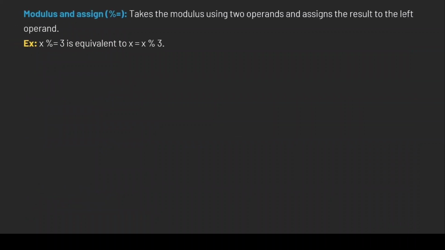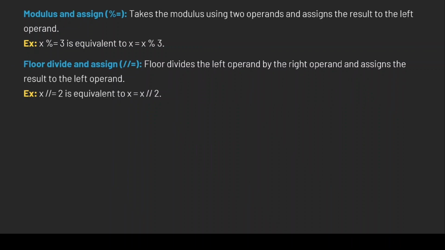Next is the modulus and assign operator. This operator takes the modulus using two operands and assigns the result to the left operand. For example, x %= 3 is equivalent to x = x % 3. Next is the floor divide and assign operator. This operator floor divides the left operand by the right operand and assigns the result to the left operand. For example, x //= 2 is equivalent to x = x // 2.